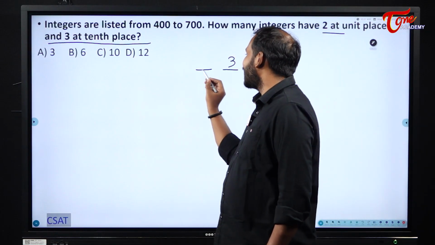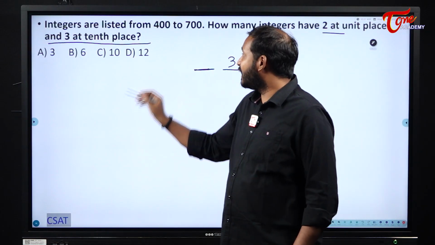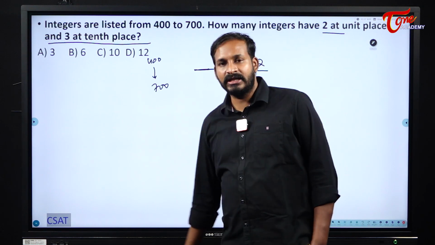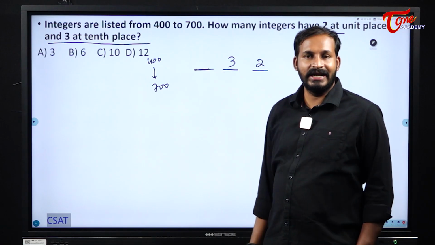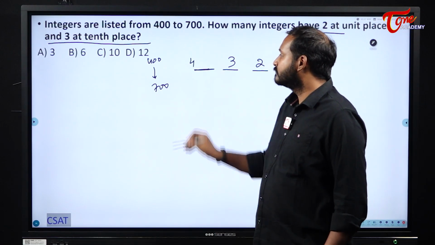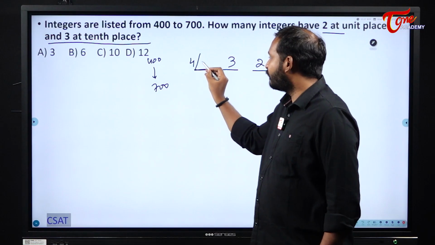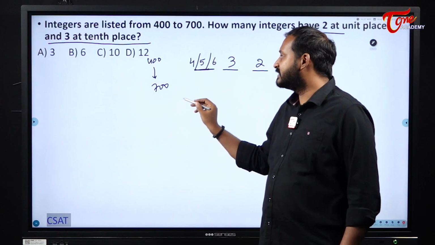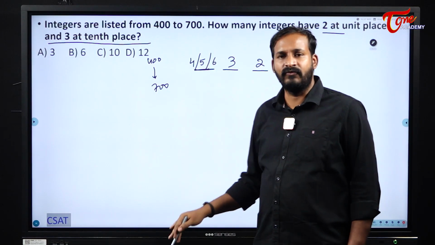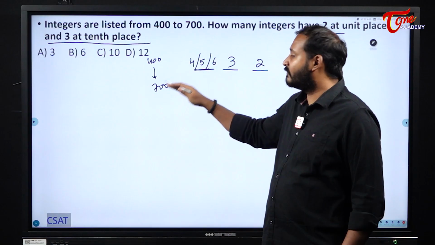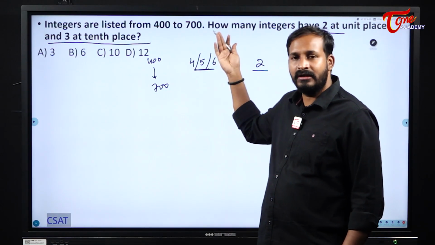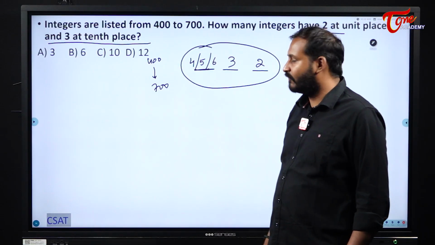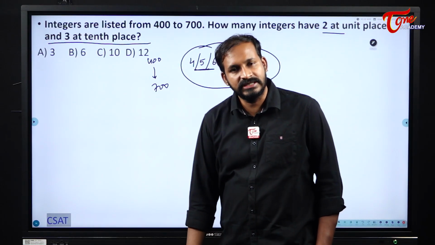Now tell me, what are the chances for this place? My range is from 400 to 700, right? 400 to 700. So what are the values I can take in place of my hundreds place? Either I can take 4, or 5, or 6. Am I correct? If I take a value less than 4, it will fall under 400. If I take a value equal to 7 or greater than 7, it will fall beyond 700. So the possibilities are 432, 532 or 632.